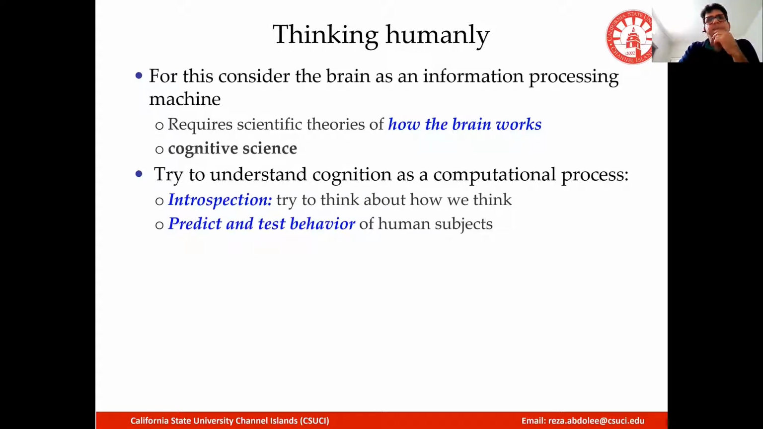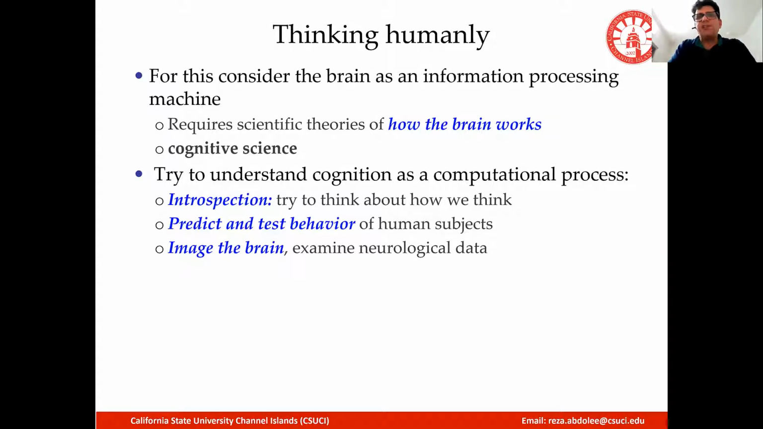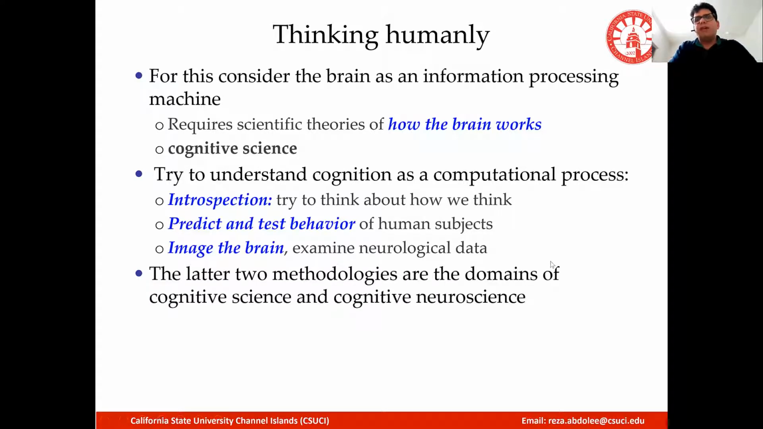So that's very ambiguous. Predict and test the behavior of human subjects. So you need to have human subjects in your trial to predict what they're going to be doing, and then test their behavior based on your assumption. Then you also need to image the brain to examine the neurological data within the brain. The latter 2 are part of cognitive science and cognitive neuroscience. So if you want to make a machine that thinks humanly, these are the requirements.